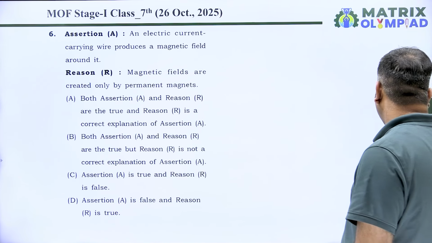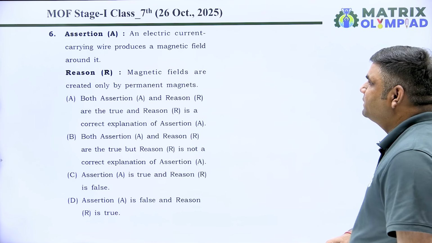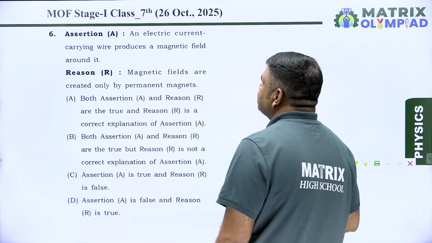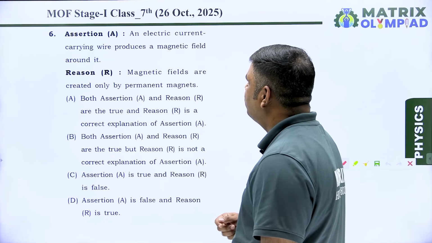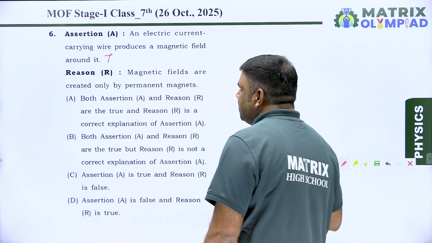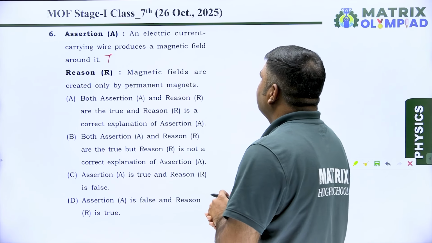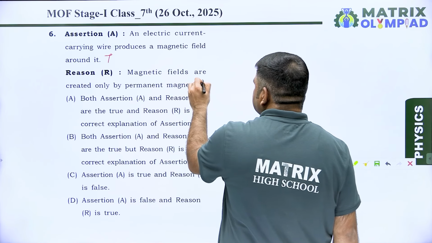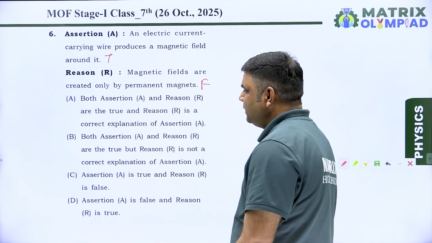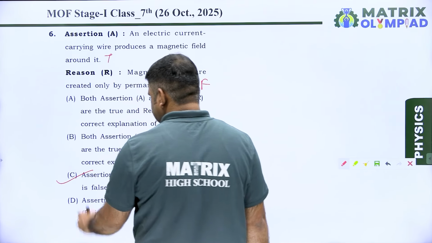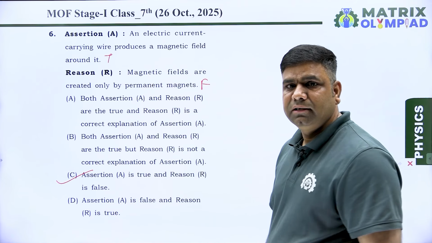Move to the next question, question number 6. Question number 6 is based on assertion reason. Assertion says, an electric current carrying wire produces a magnetic field around it. Yes, true. Reason, because magnetic fields are created only by permanent magnets. False. So our correct answer will be A is true and R is false. So option C will be the correct answer of question number 6.